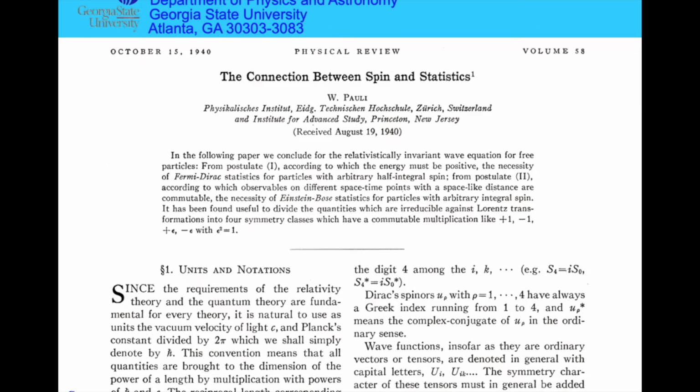And here I want to show you the famous paper. It was published 15th of October 1940. And the title of the paper was The Connection Between Spin and Statistics. This is the famous eternal Pauli theorem. This is for which he got the Nobel Prize. That predicts the Pauli exclusion principle or Pauli blocking.